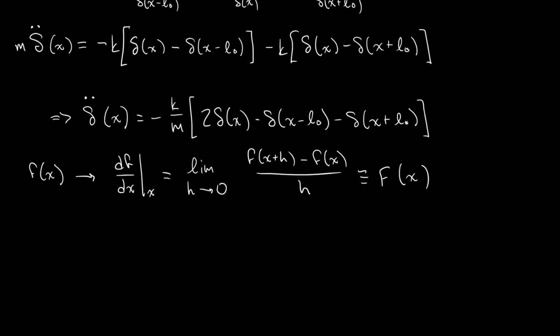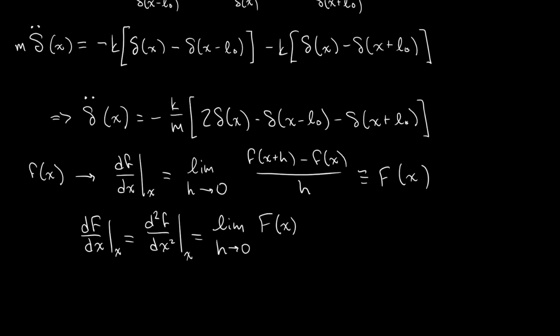So if I want to take a second derivative, say, just for the fun of it, that's going to be taking the derivative of big F, which is d2f dx squared, evaluated at x. And this is, of course, going to be the limit as h goes to 0 of big F of x plus h minus big F of x divided by h.